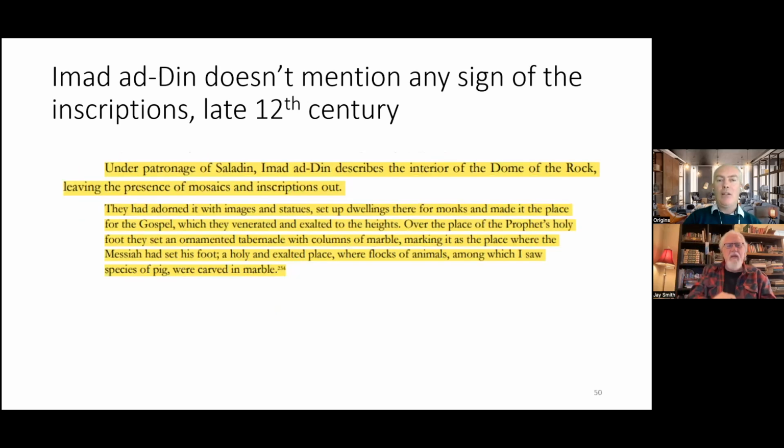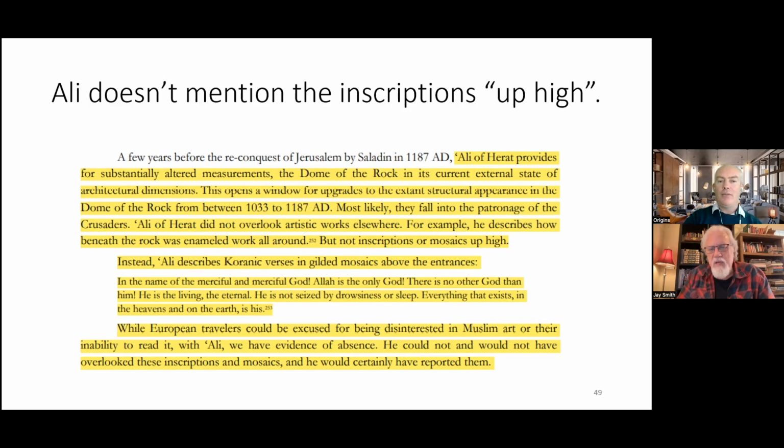Just so I'm clear on this, you're saying that there are Quranic inscriptions now.